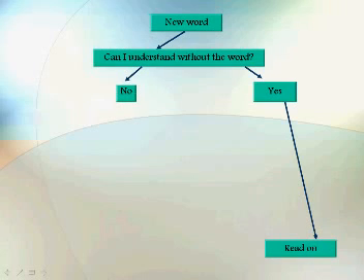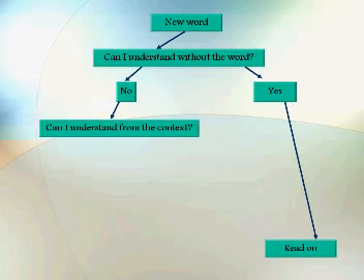But what if no? I cannot understand this text without this word. If the answer is no, what do you have to do? What can you do? If you try to understand the text without this word and you just fail, you have to ask yourself another question, which is, can I understand from the context? And what is the meaning of context? Context means the words that surround this word, the sentences around this word. You have to try to guess the meaning from the surrounding words.